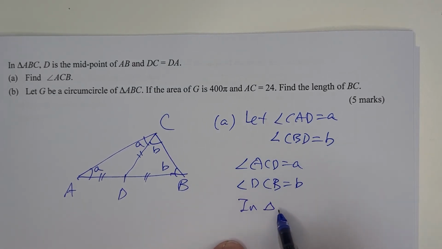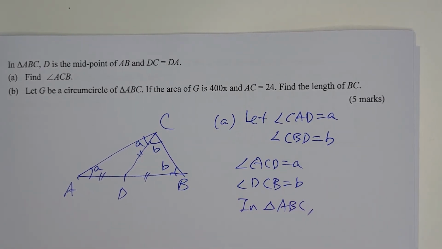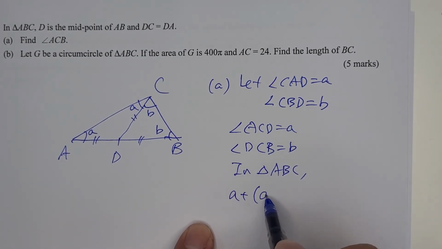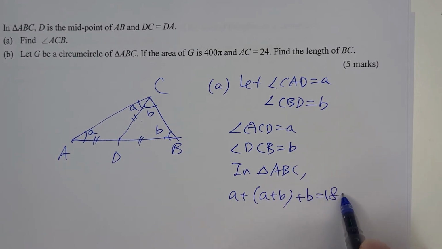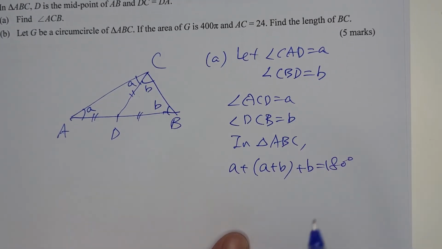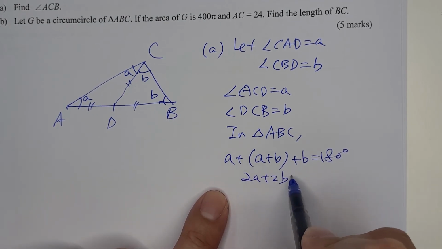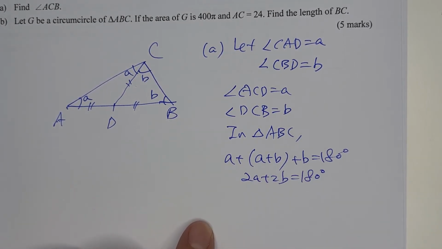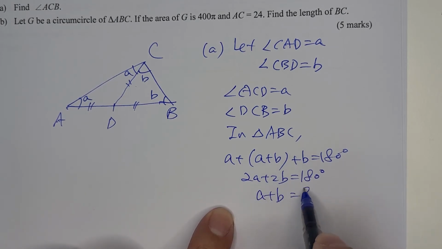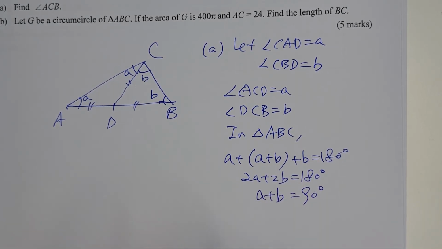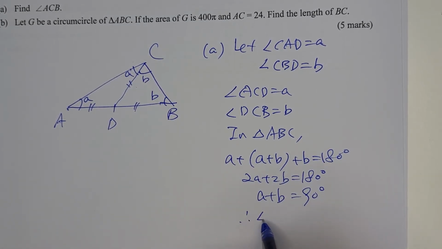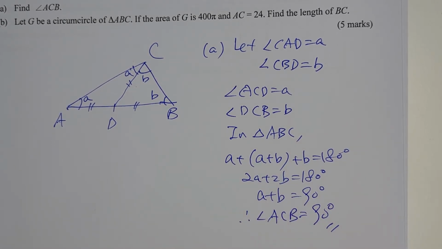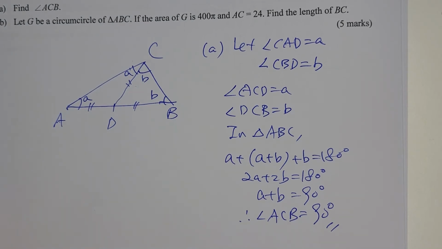Now in the big triangle ABC, small letter a plus the big angle A plus b plus angle B equals 180 degrees. So you can find that 2a plus 2b equals 180 degrees. And finally, a plus b is 90 degrees. So angle ACB is a plus b. Angle ACB will be 90 degrees. And that finishes part A. And go to part B.